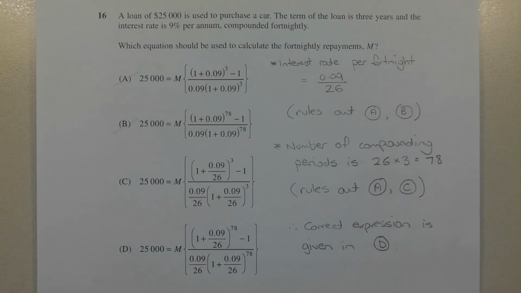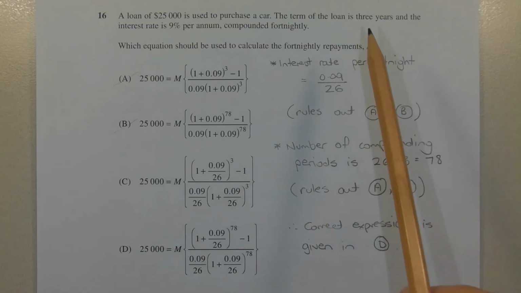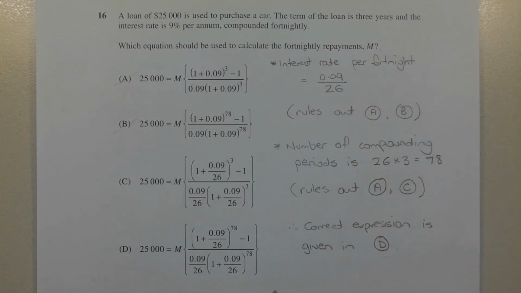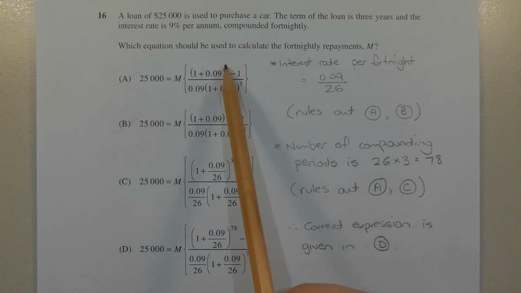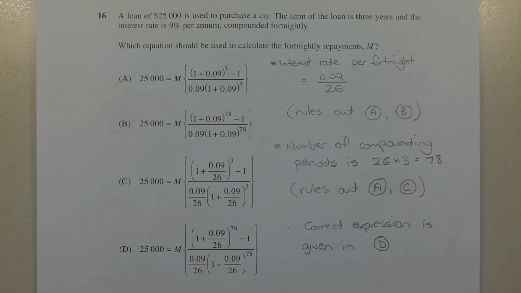The next thing we need to work out is the number of compounding periods. So there's 26 compounding periods per annum or per year, and the loan goes over 3 years. So the total number of compounding periods is given by 26 times 3, which equals 78. Now that rules out options A and C, since the index here corresponds to the number of compounding periods. So we can put a cross through option C as well. So that leaves option D as the only viable option left. Therefore, the correct expression is given in option D.